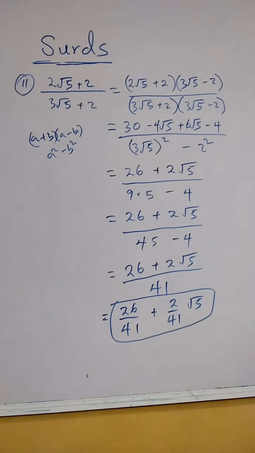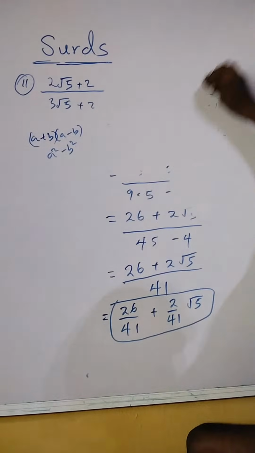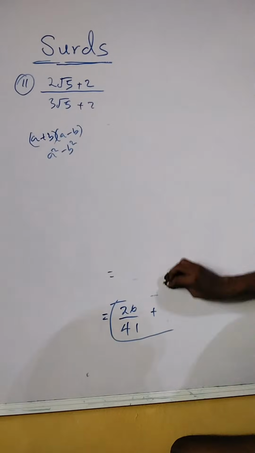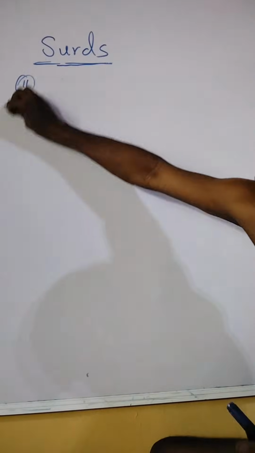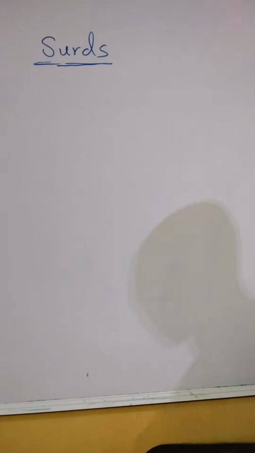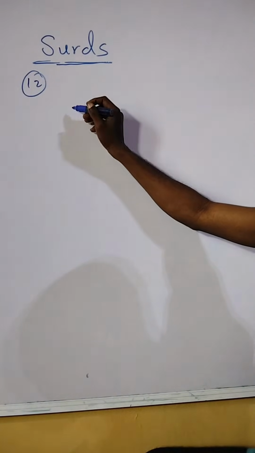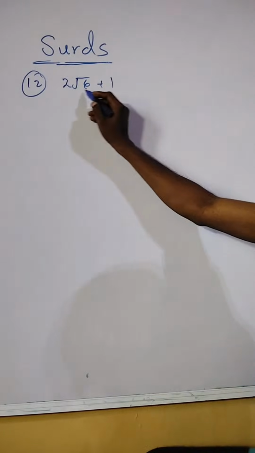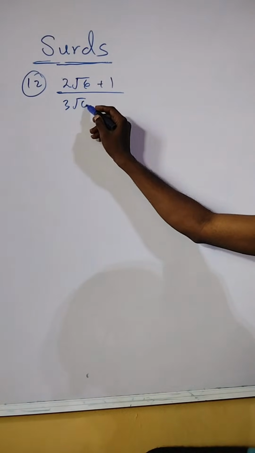So now let's look at another question here. Label this as question number 12. So we call this question number 12. Also, we are able to evaluate 3. That's okay. 2 root 6 plus 1 divided by also 3 root 6 minus 1.